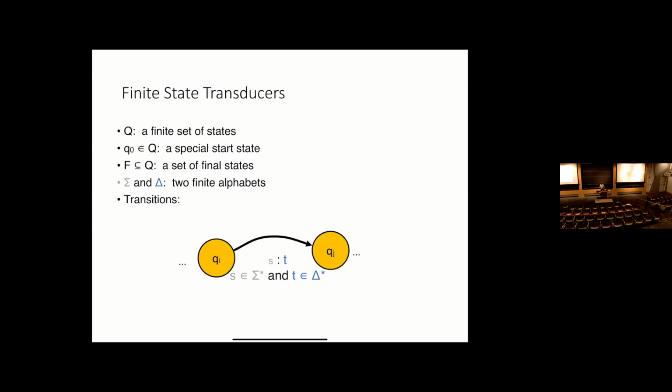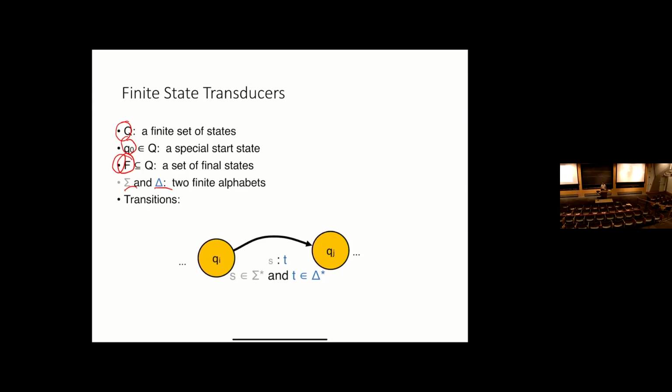So finite state transducers are a lot like finite state automata. They have most of the same components. In fact, they have all of the same components. You just add something. So they have Q, a finite set of states, Q0, a special start state, F, a set of final states. But instead of having one alphabet, they have two finite alphabets, one for the input side and one for the output side.